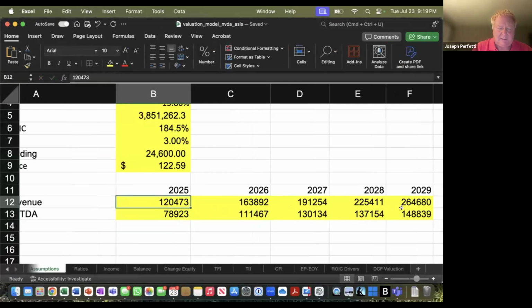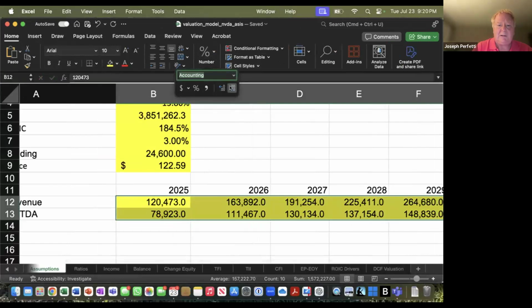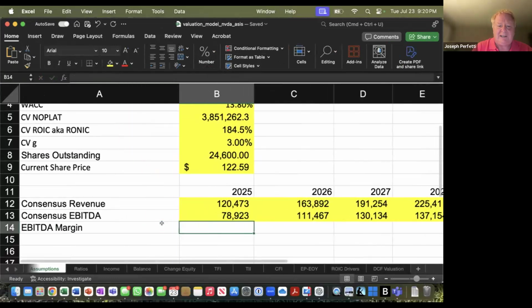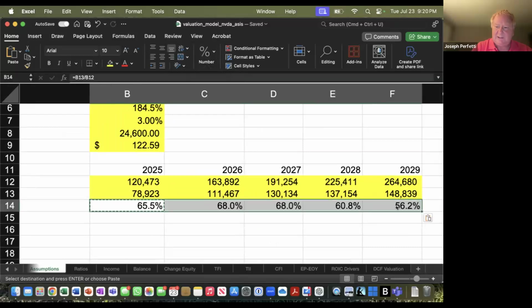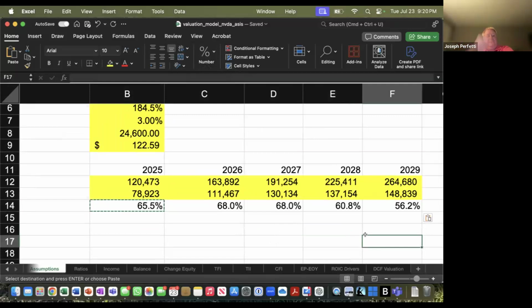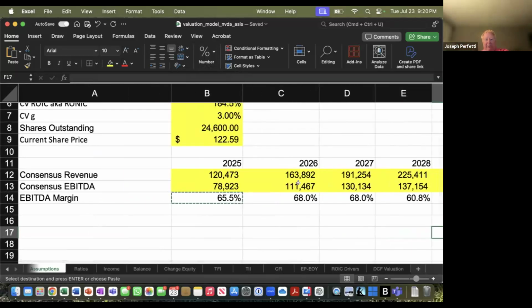So our EBITDA margin is the EBITDA divided by revenue. So the consensus EBITDA margin is 65.5% in 2025. And by 2029, EBITDA margin is expected to be 56.2%. So that is the next 5 years of consensus estimate for revenue, EBITDA, and therefore EBITDA margin.